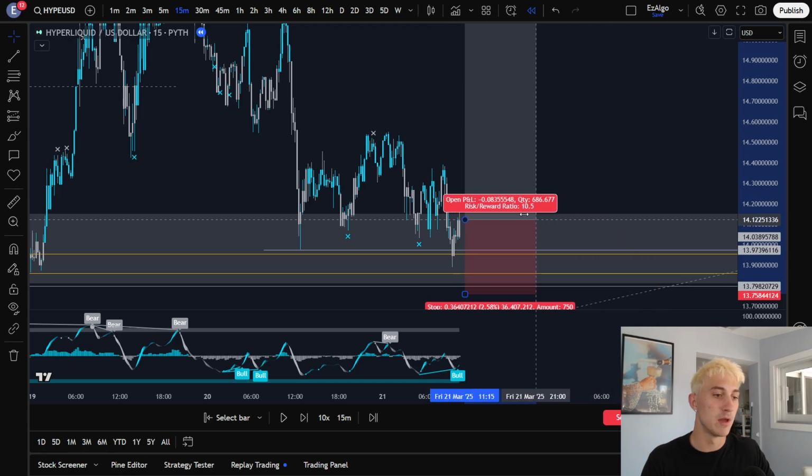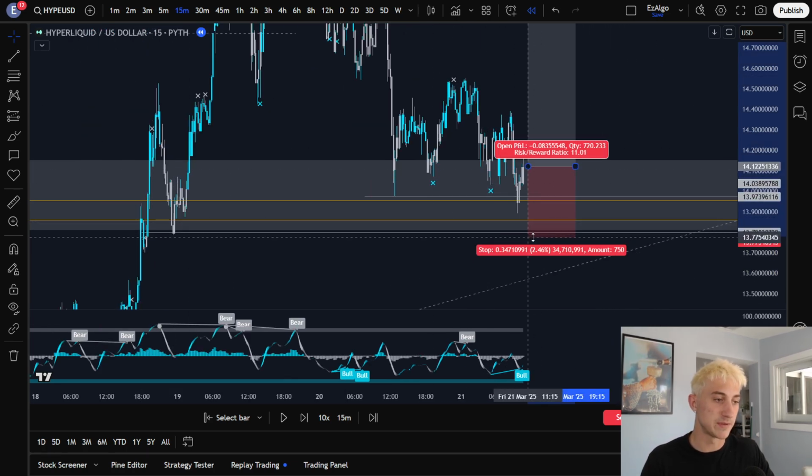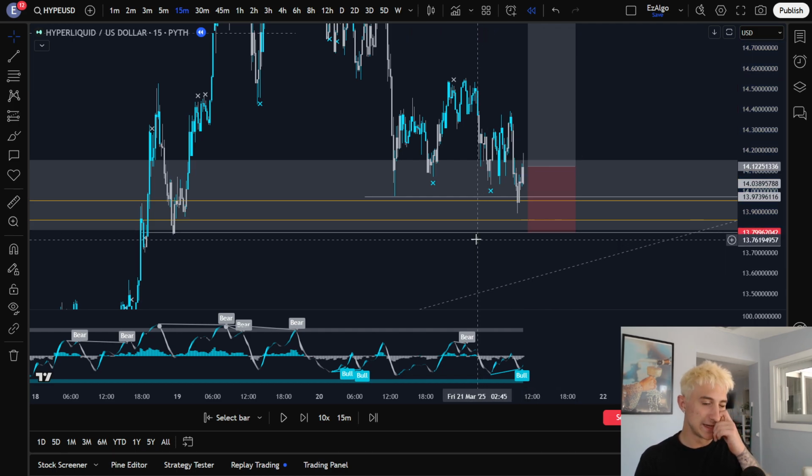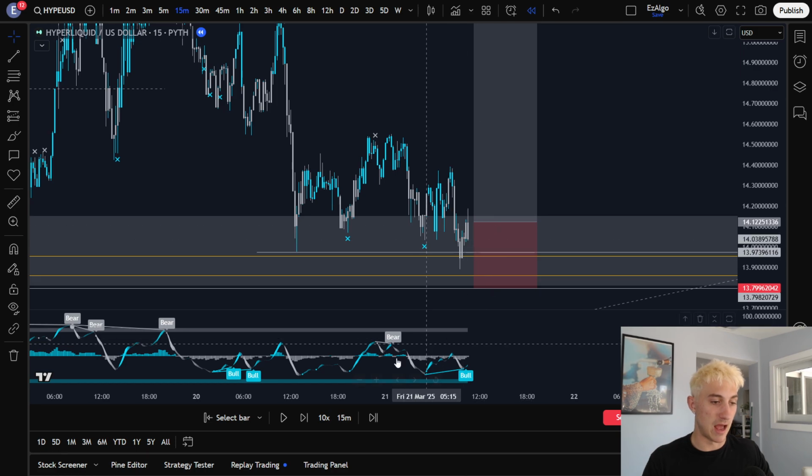I'm entering here. I'm putting my stop loss in this case below this swing low. Okay, if it taps the swing low, then my idea is invalidated. I really want to see price hold this level. Okay, so again, I see that bullish div.